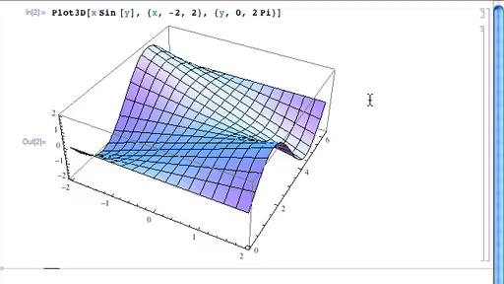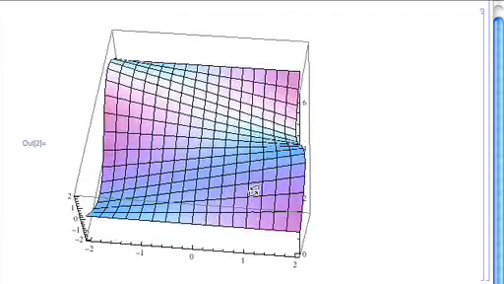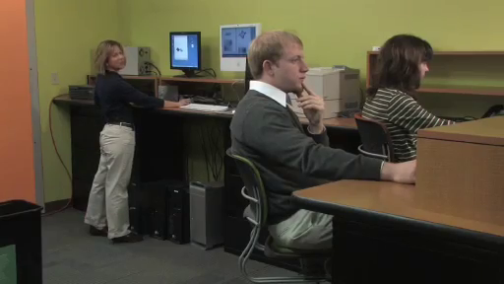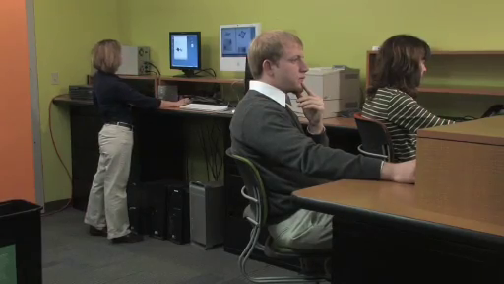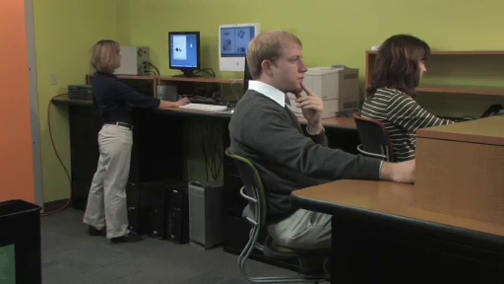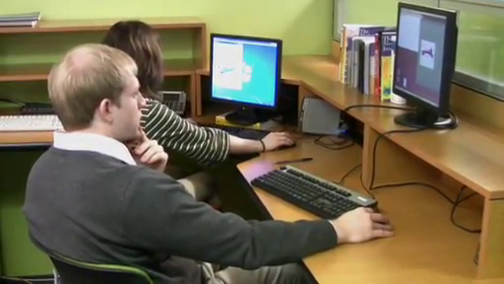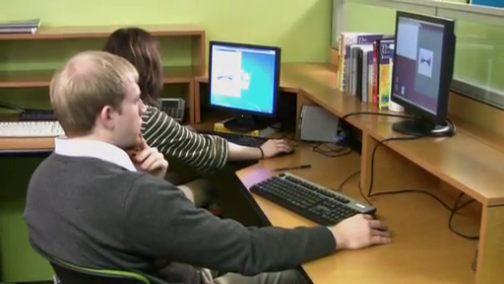So the neat thing about this is you can now click on your graph and drag it around. Notice that if you orient it so that it looks like you're looking at one side straight on, you see that nice little slice of the sine curve. And then if you slice it the other way, you see that those cross sections are just lines. All right, so Mathematica is really nice for helping to visualize these things.